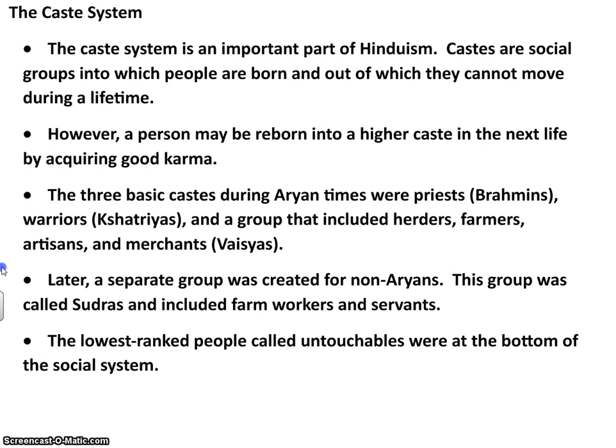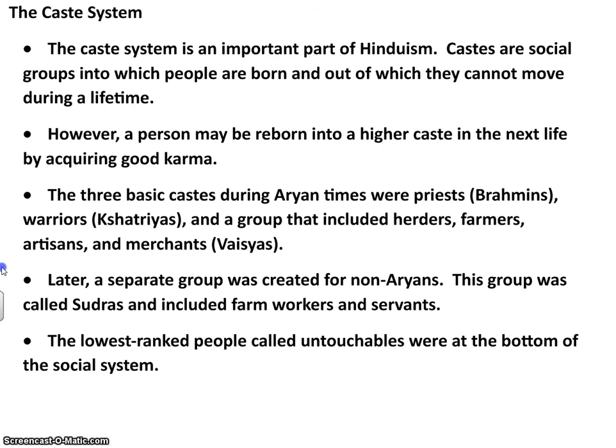Now, there are 3 basic castes during the Aryan times. A later one is added, and then eventually you have a 5th caste, the untouchables, which comes in. The 3 basic castes during the early Aryan times were the Brahmins, who were the priests, the warriors, and a group that included herders, farmers, artisans, and merchants called the Vaisyas. Later, a separate group was created for non-Aryans. This group was called Sudras and included farm workers and servants. And at the bottom are the untouchables, who are the bottom of the social system.